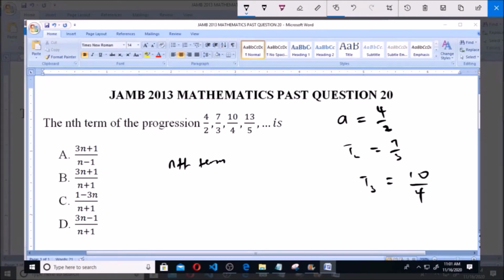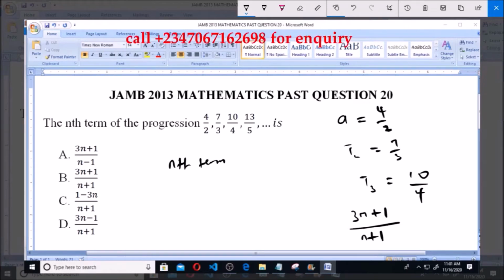Now let's look at the trend. It simply means that for the first and second we had 3n plus 1 for the numerator, and for the denominator we have n plus 1. In the sense that if you look at the first term, when n equals 1, 3 times 1 gives us 3, then plus 1 gives us 4. Now when n equals 1, 1 plus 1 gives us 2.